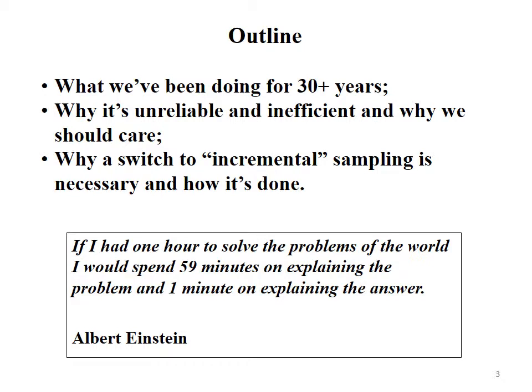Quick outline, we're going to discuss what we've been doing for the past 30 plus years with discrete soil sampling, why it's unreliable and inefficient, and why we should care, and why a switch to incremental sampling is necessary and how it's done. Just to quote our friend Albert Einstein, if I had 1 hour to solve the problems of the world, I would spend 59 minutes on explaining the problem and 1 minute on explaining the answer. That's more or less what we're going to do. We're going to focus initially on problems with discrete soil sampling and why these problems occur, and then we'll talk a little bit about a solution in terms of decision unit and incremental sampling methods.